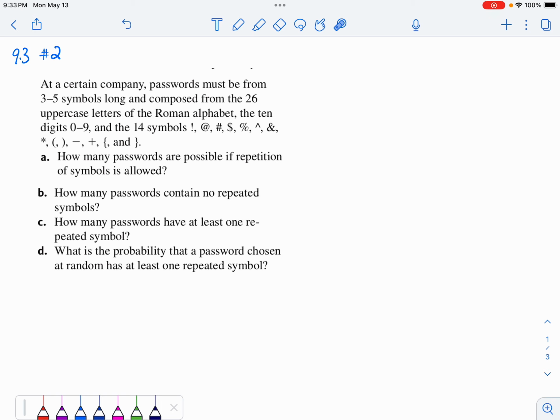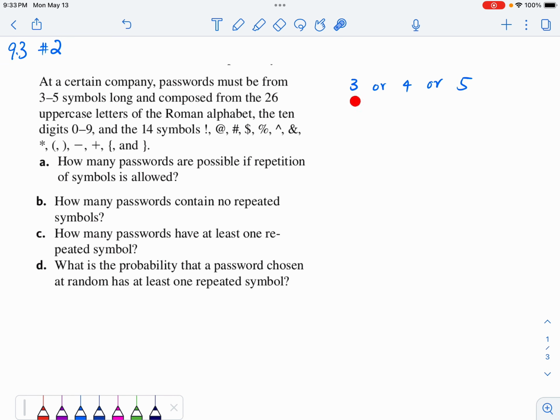Now, the first question is how many passwords are possible if repetition of symbols is allowed? So, in other words, when you have 3 symbols, 4 symbols, 5 symbols, let's discuss this. So it's either 3 or 4 or 5 symbols long, so we are going to add all these results together. When it is 3 symbols long, because repetition is allowed, there are 26 letters to choose from, 10 digits to choose from, and 14 symbols to choose from.